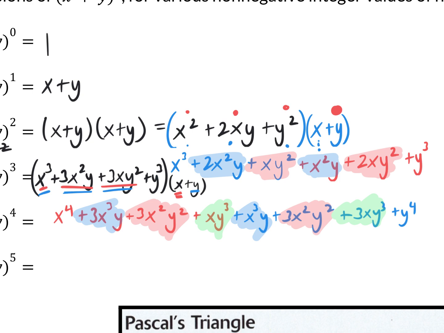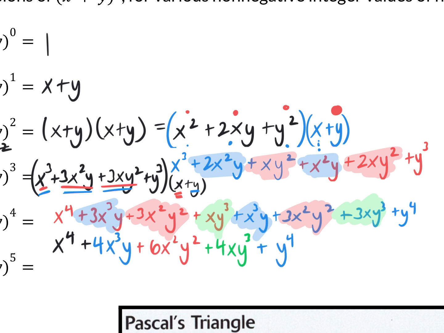So our final answer for this would be, and this is what I do want you to write down on your paper, x to the fourth plus, let's see, 4x cubed y plus 6x squared y squared plus 4xy cubed plus y to the fourth. That is x plus y to the fourth power.